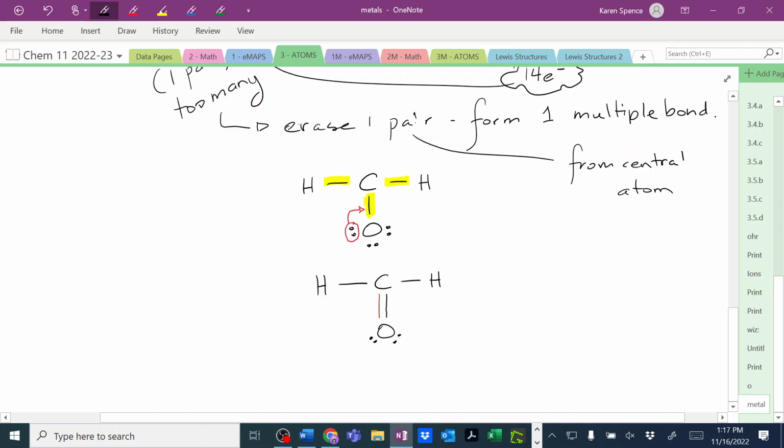This is a polar molecule, yes. Yes. Beautiful. Okay.